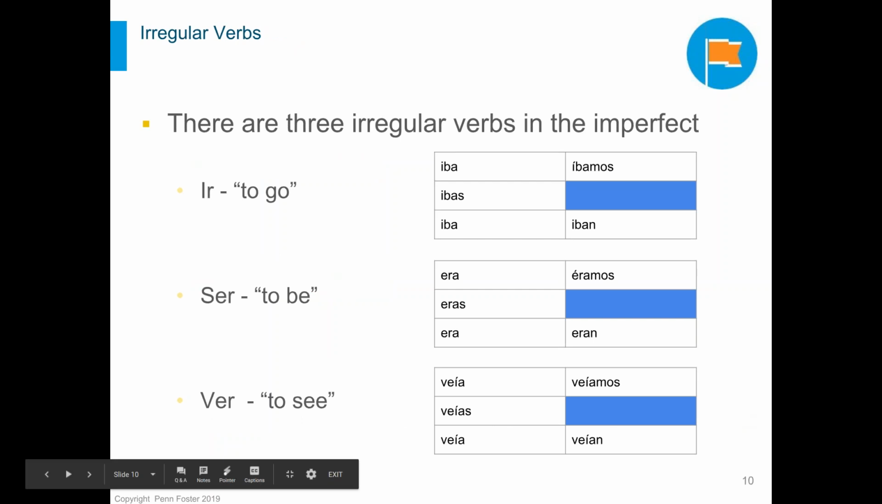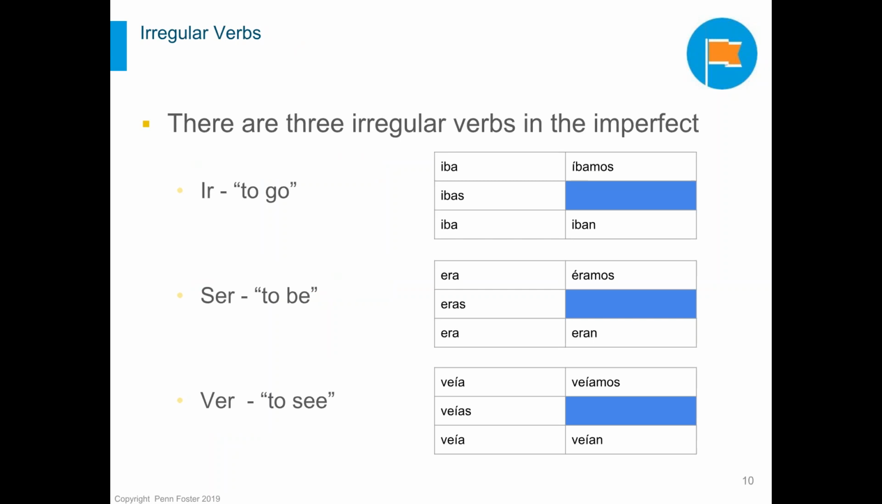Okay, now we'll transition to irregular verbs. And the good thing about the imperfect tense is that it's quite simple as far as conjugations are concerned. A verb is either regular, as we've already talked about, or it's one of these three irregular verbs, and that's it. There are no stem changing verbs, there's no irregular stems, there's nothing else besides regular or irregular verbs. And these are the only three irregulars that exist: ir, ser, and ver. To go, to be, and to see. And in this case, they don't follow those two steps that we discussed earlier of dropping the infinitive ending and adding the new ending. You just simply have to memorize these.